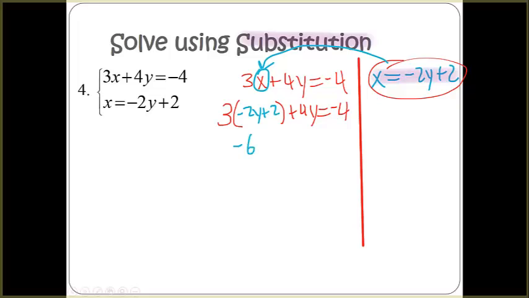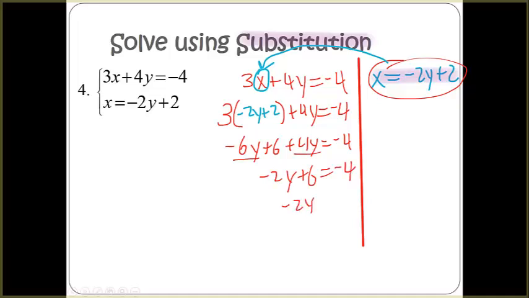So we got -6. Let's keep the coloring accurate. So -6y plus 6 plus 4y equals negative 4. Collect your like terms and watch your arithmetic here, your basic math in terms of solving. I subtract, I get negative 2y equals negative 10, and y is equal to 5 when I solve.